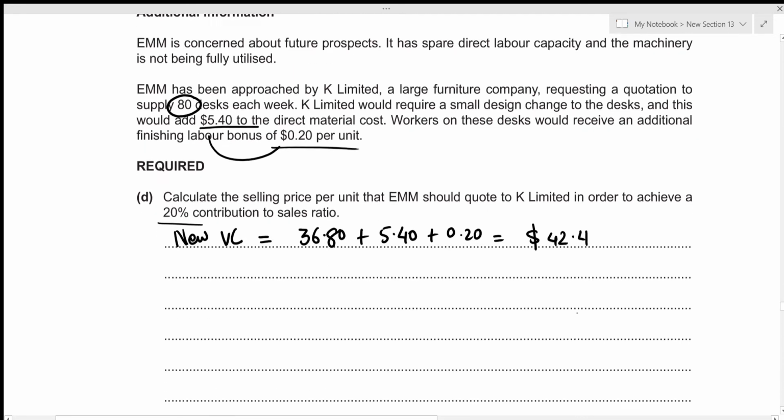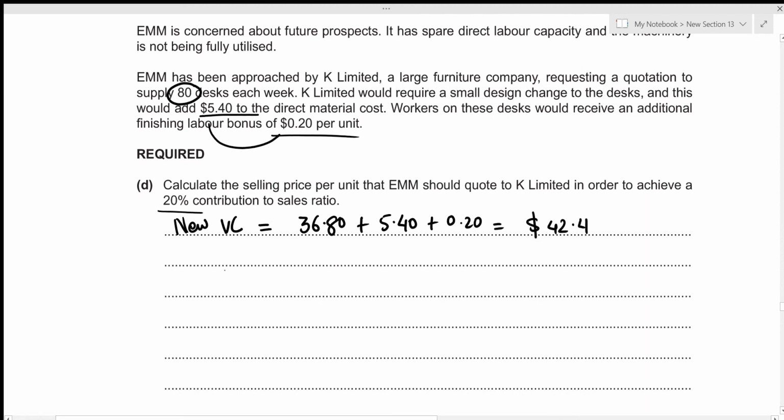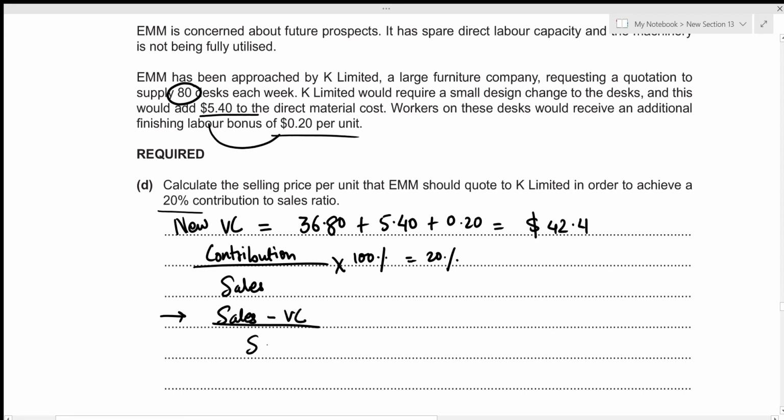Okay. And in the question, we are given the condition that we require the contribution to sales ratio of 20%. So contribution to sales ratio is just the contribution per unit divided by sales price per unit times 100%. So this should be 20%. What we also know is that contribution is just the difference between sales and variable cost. Now, if we take this 100 to this side, we can just write it down as 20 by 100, which is 0.20.